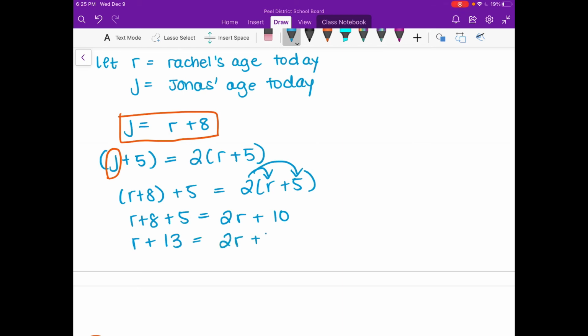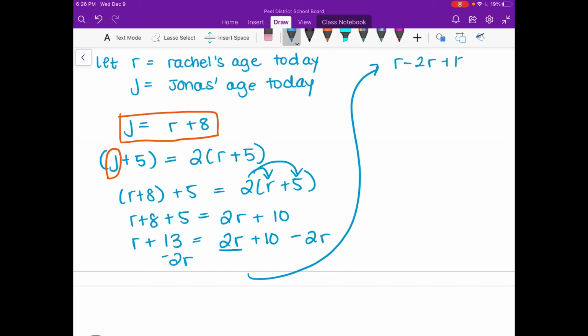2R plus 10. I'm going to want to get the R by itself, so I'm going to bring this 2R over to the other side. So I'm going to subtract 2R here, and subtract 2R here. So R minus 2R plus 13 is equal to 10, right? R minus 2R is just going to be minus 1R, so minus R plus 13 equals 10.